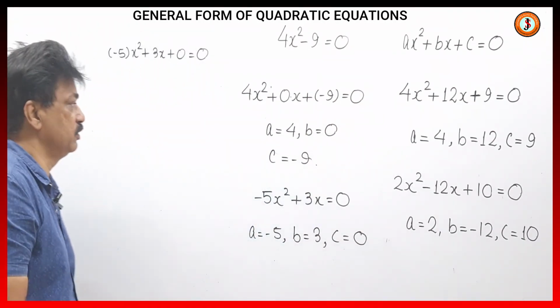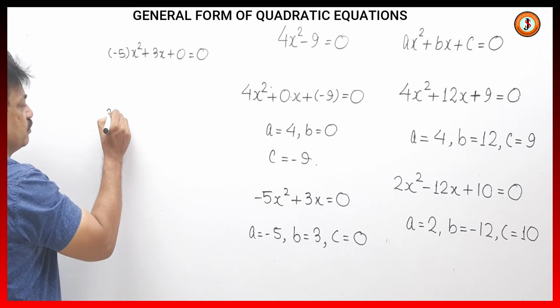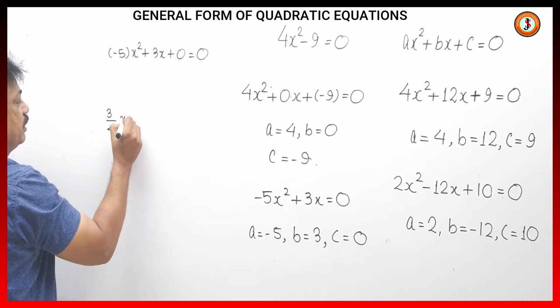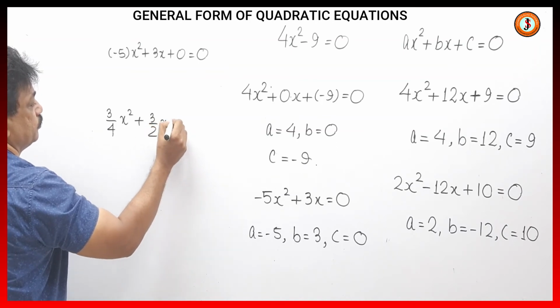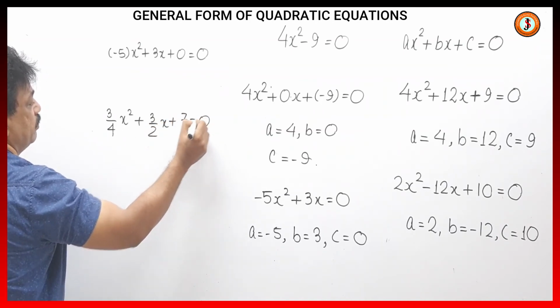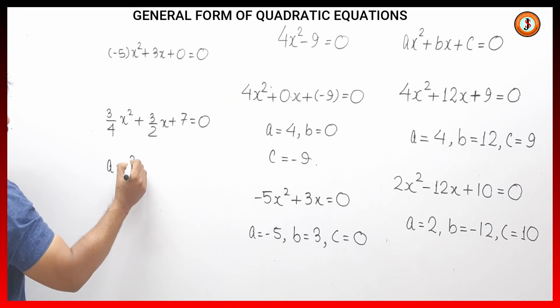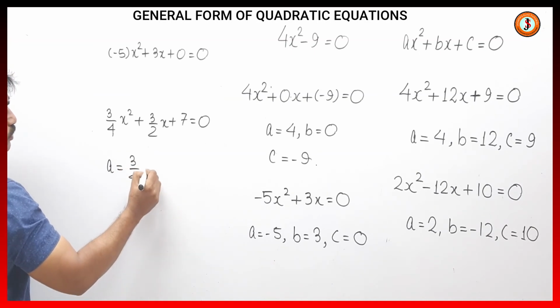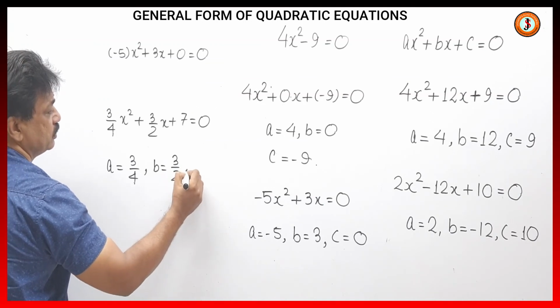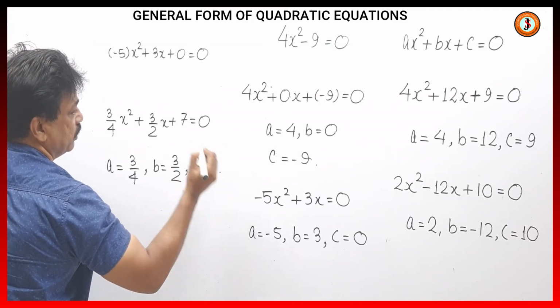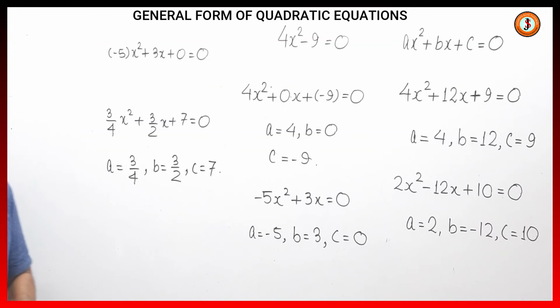We can also have it this way. If we have this, don't panic, this is also a quadratic equation. Now here what is a? A will be equal to 3 by 4. So with a fraction you don't have to panic, b will be equal to 3 by 2, and c will be equal to 7. So this is how the quadratic equation works.